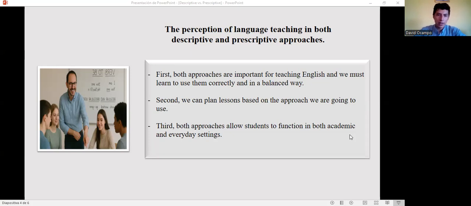Second, we can plan lessons based on the approach we are going to use. For example, if I'm going to teach grammar, I could take a more descriptive approach so a student understands that grammar can be used in everyday contexts. And finally, both approaches allow a student to function in both academic and everyday settings. It's very important to get the student used to using both approaches in their lives.